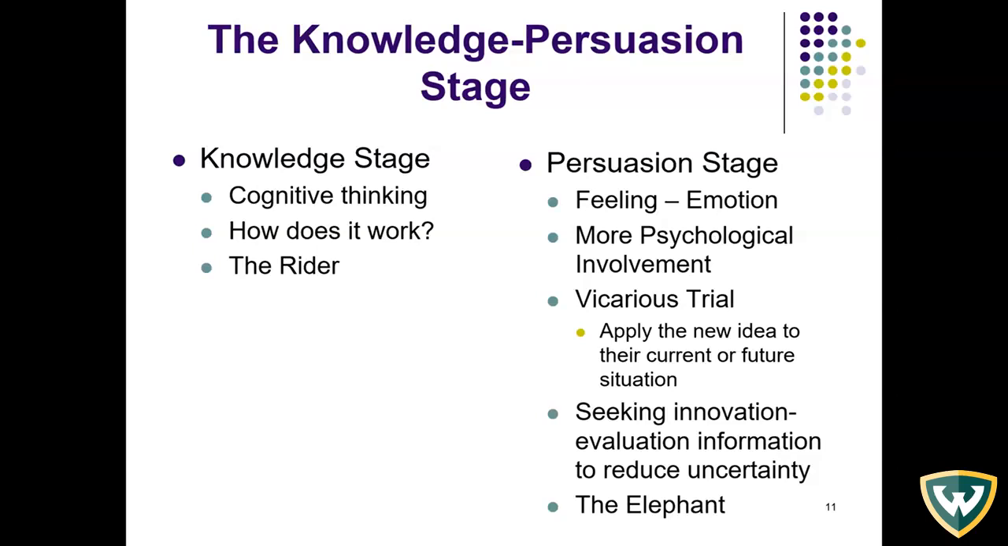We're saying, how is this innovation going to impact the future of this company or my life or whatever it is? So how can I work through this? And a lot of that really is emotional, because we've got the words, we understand, but are we going to be able to move forward? The elephant is really big during the persuasion stage. Seeking innovation evaluation information to reduce uncertainty. So that is part of that persuasion stage.